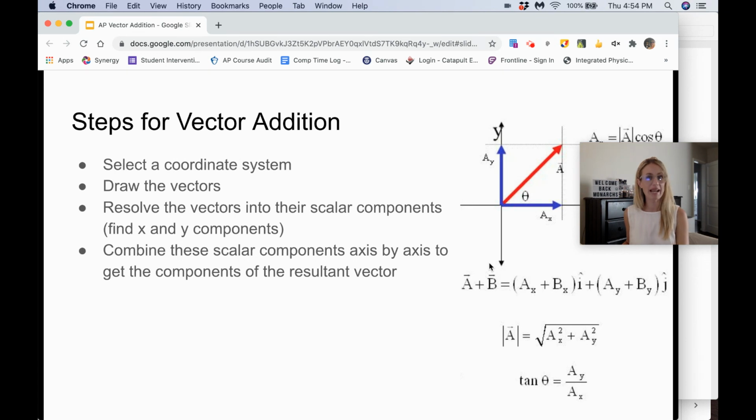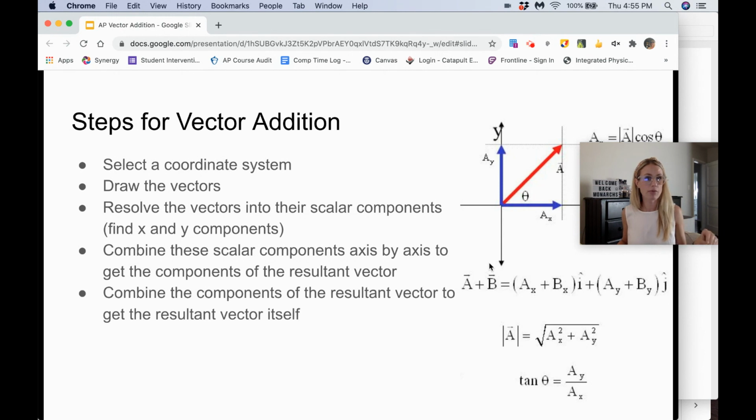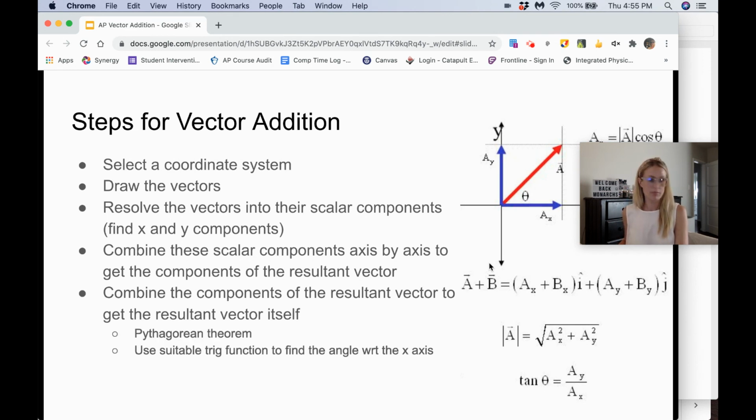Then we want to combine the scalar components axis by axis to get the components of the resultant vector. And what I mean by this is you just combine all the x's together and you combine all the y's together. All right, that's it. And then you have all your x's, all your y's, which is going to be your resultant vector's x's and y's. Then we're going to combine the components of the resultant vector to get the resultant vector itself, probably using Pythagorean theorem.